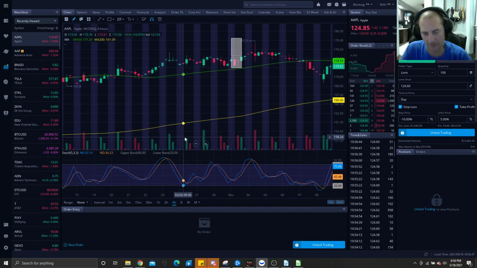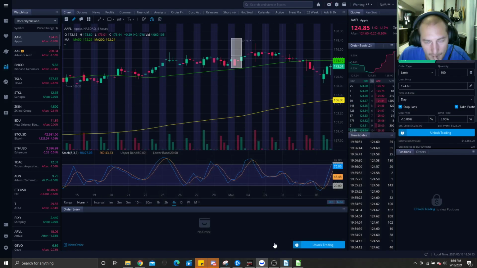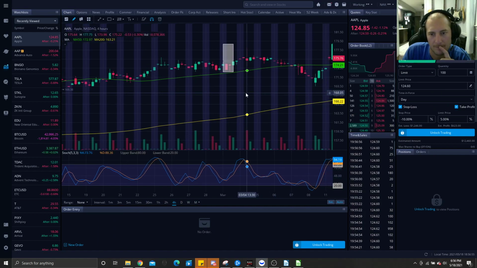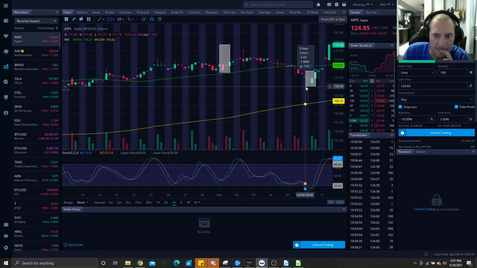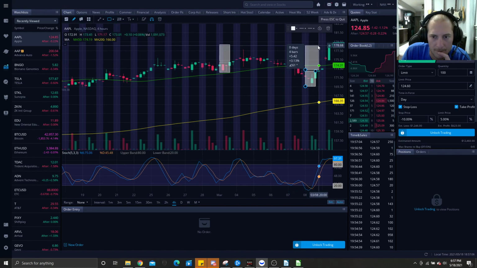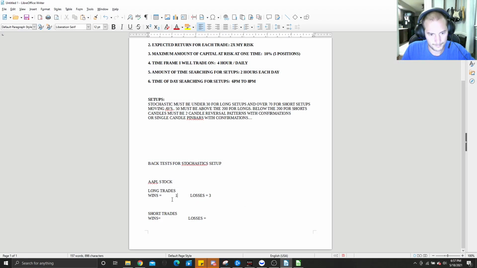And that trade would lose also. So that's 3 losses in a row. That's a 3 candle reversal pattern. There's your confirmation. Target roughly 2 times that. That trade wins. So now we have 1 win and 3 losses.